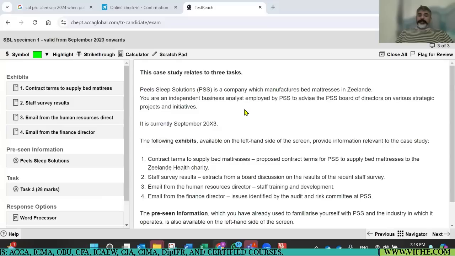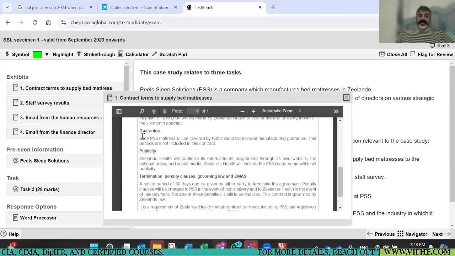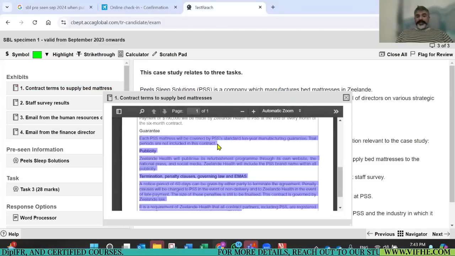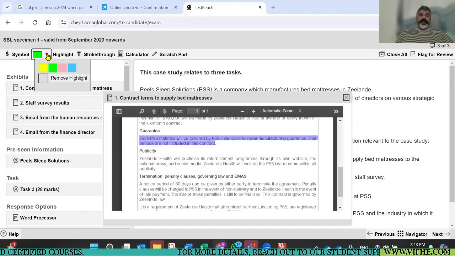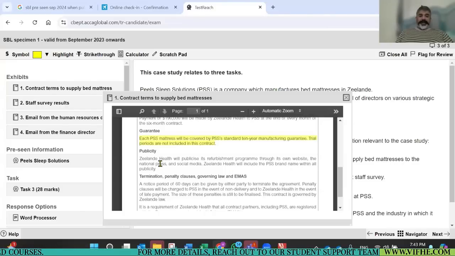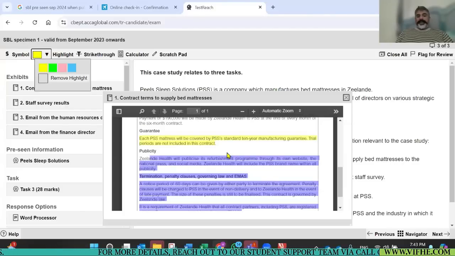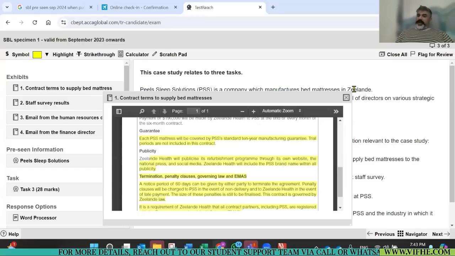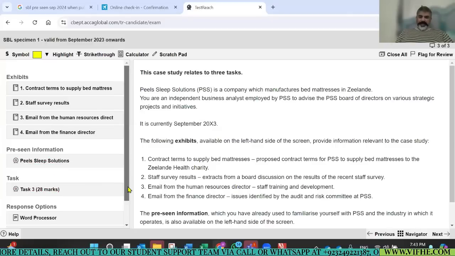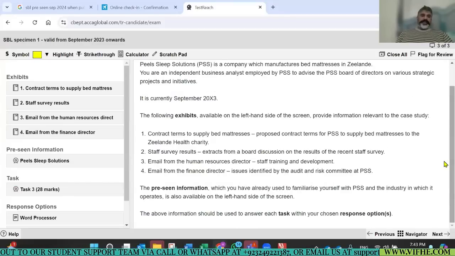So guys, you have to be very familiar with the CBE, how it works. Oh, you can easily highlight as well. So you can select this sentence and you can press highlight. So you can highlight the important information as well. So it's not that bad. It can be improved, but I think it's all right. It's manageable. Any questions on the CBE platform before I move back to my slides?